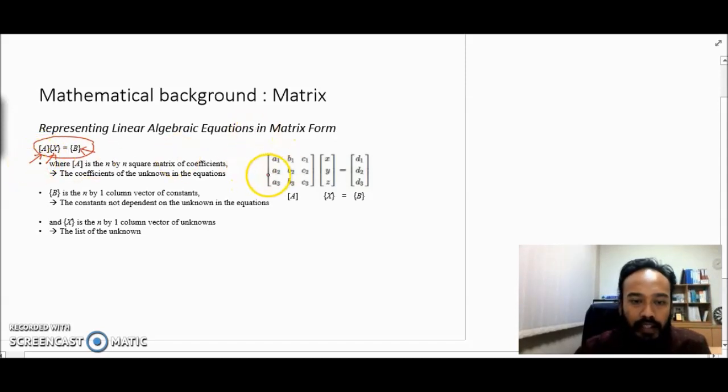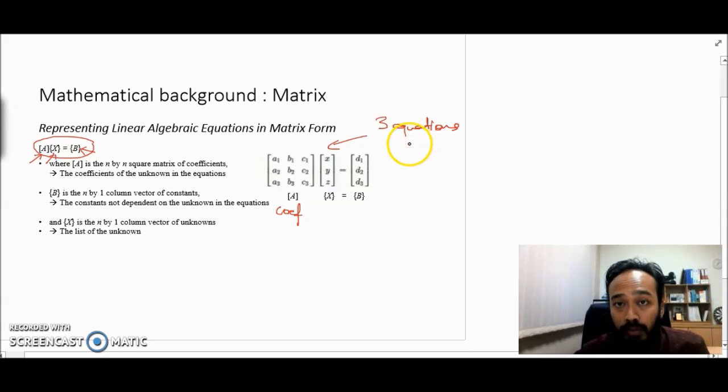So here we have an example illustrated over here. A is what we call a coefficient matrix, a square matrix. Here's an example of a 3 by 3 matrix, which means that it is a representation of a system of 3 equations. In order for it to be solvable, for 3 equations, you need therefore 3 unknowns. So the unknowns are represented here in the column matrix of X, right?